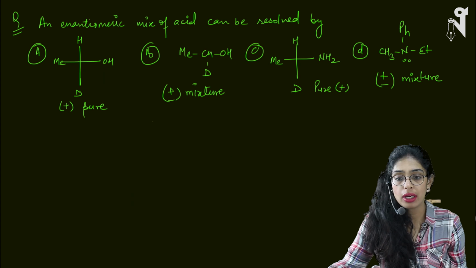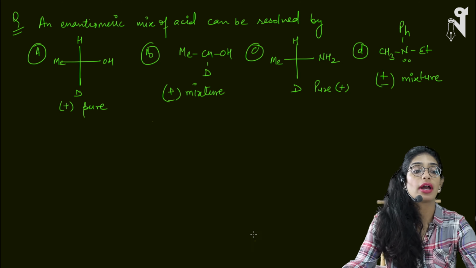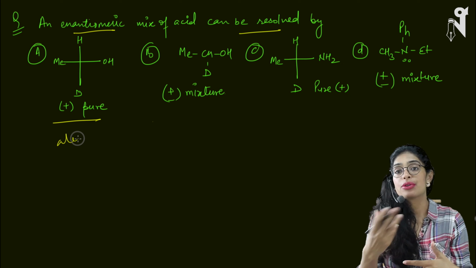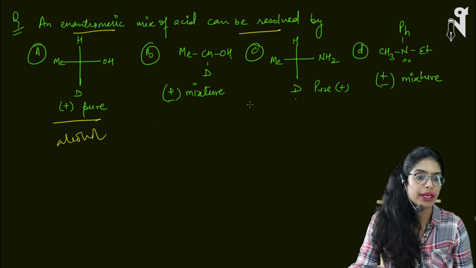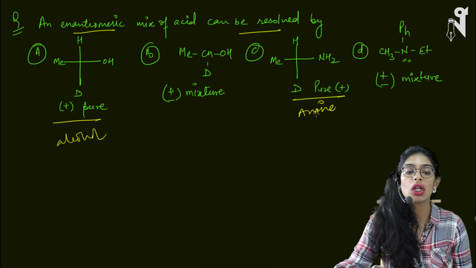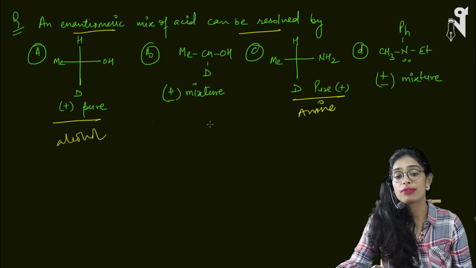Now let's see a question very quickly. Let's see what kind of questions you can get from this part. Let's say I have an enantiomeric mix of an acid, how can it be resolved? It can be resolved by the first compound given, which is a pure alcohol, second is given as a mixture of alcohols, third is given as a pure amine, and fourth is given as a mixture of amines.